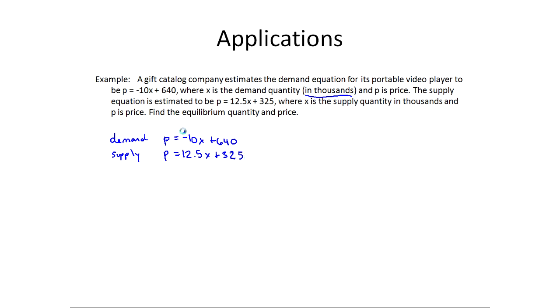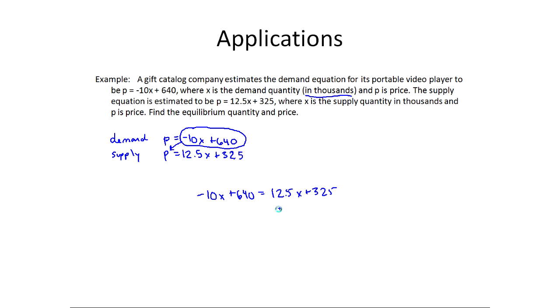Well, by substitution, couldn't I replace the p in the second equation with this one? In other words, if I did that, wouldn't I get minus 10x plus 640 equals 12.5x plus 325? I mean, doesn't it work like that? And now I have an equation in terms of x that I can solve for, and then I can plug it back in and all that. So for this one, I do want to go through that.